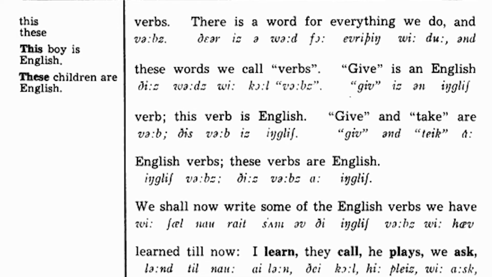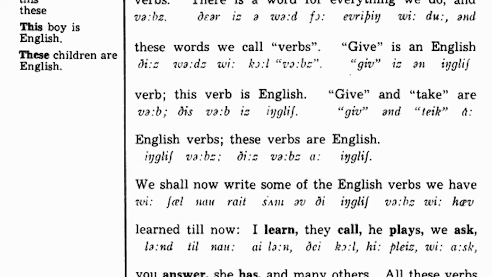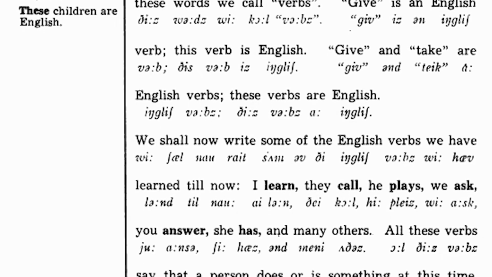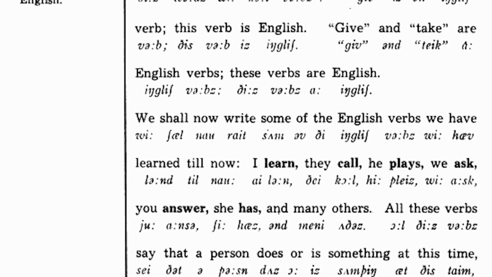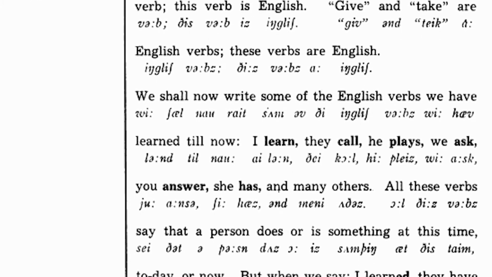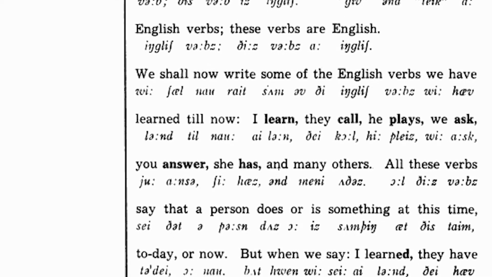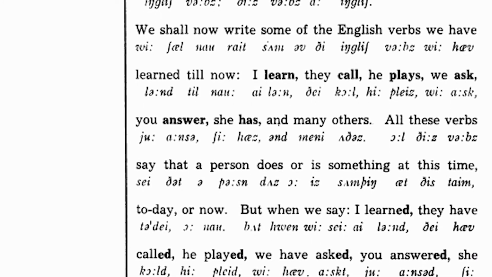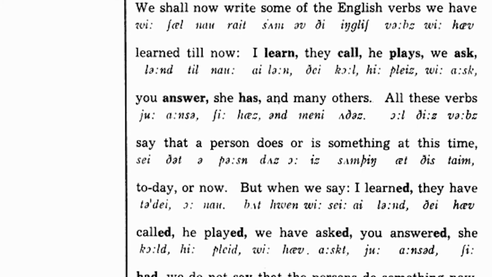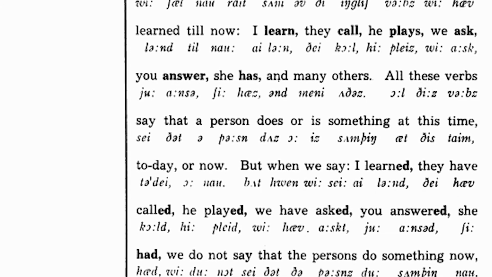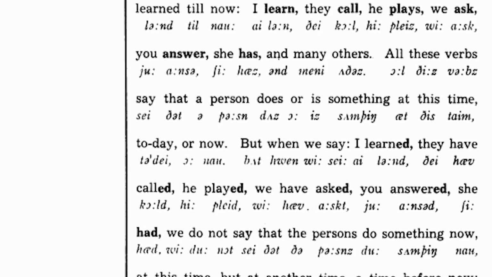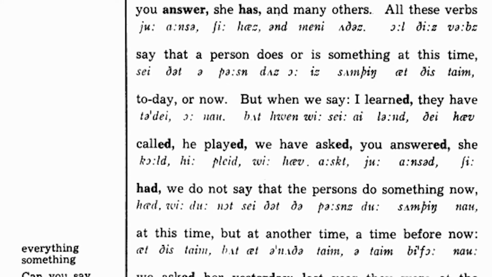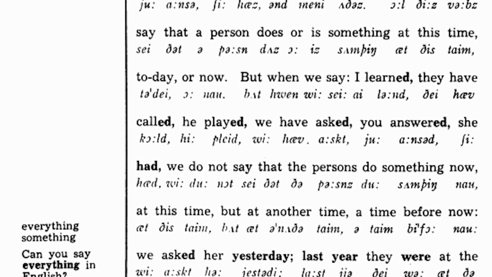Give is an English verb. This verb is English. Give and take are English verbs. These verbs are English. We shall now write some of the English verbs we have learned till now. I learn, they call, he plays, we ask, you answer, she has, and many others. All these verbs say that a person does or is something at this time, today or now. But when we say, I learned, they have called, he played, we have asked, you answered, she had, we do not say that the persons do something now, at this time, but at another time, a time before now.